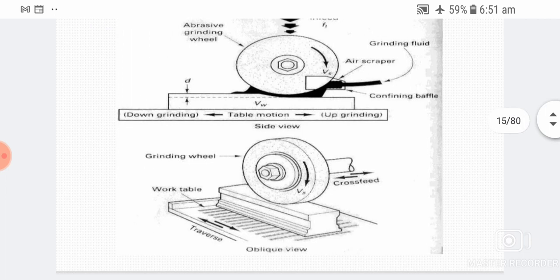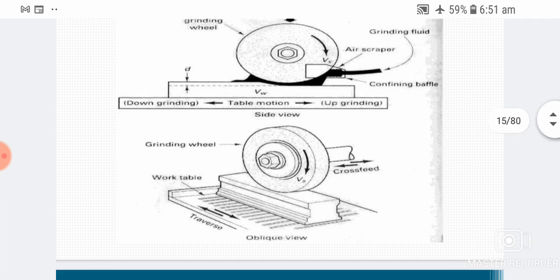This is another, oblique view. First, we have the top of the diagram shown in the front view. This is the oblique view. The workpiece should be placed on the work table. The work table is the fixation. On the top side is the grinding wheel. This is the grass feed. Okay, moving and removing material.